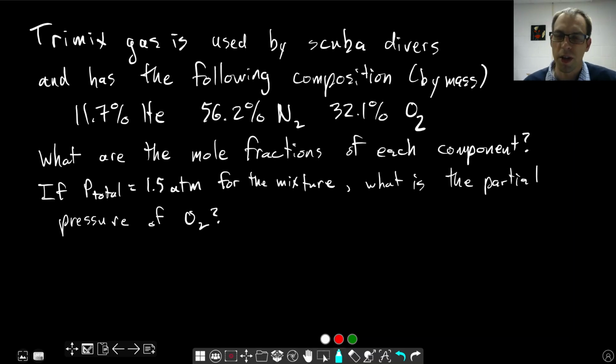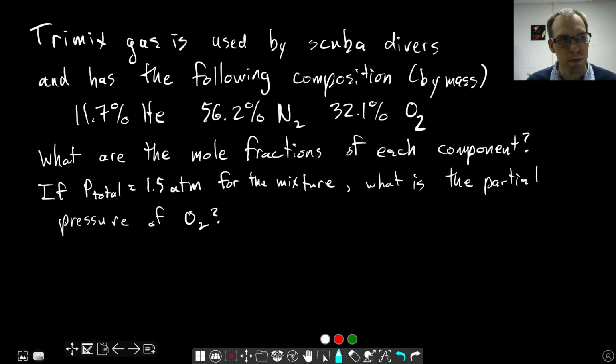In this video, we're going to go through an example looking at partial pressures and mole fractions, and how we can convert between, say, a given composition in percentage by mass into mole fractions and use that to calculate partial pressures. So we're going to be looking at a gas mixture here called trimix that's used by scuba divers. It's a mixture of helium, nitrogen, and oxygen.